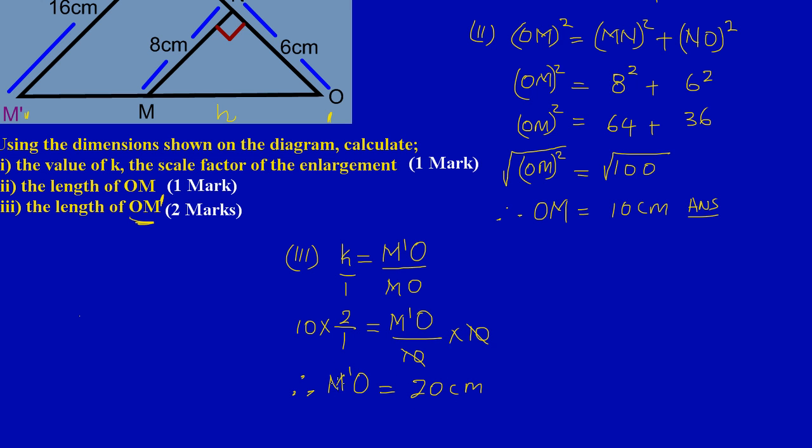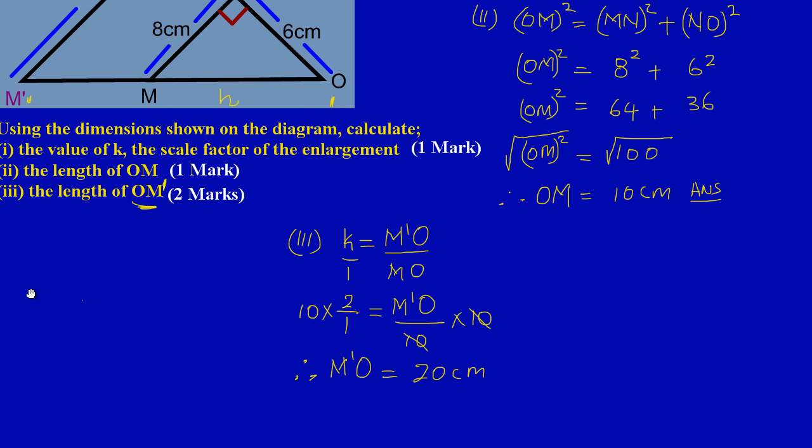Okay, and remember I said M prime O is the same as OM prime. So I mean, if you want to write it that way, you could just put it down. You could say M prime O, or OM prime, as they have given it to us here, is equal to 20 centimeters. Okay, and that's it. It's that easy.